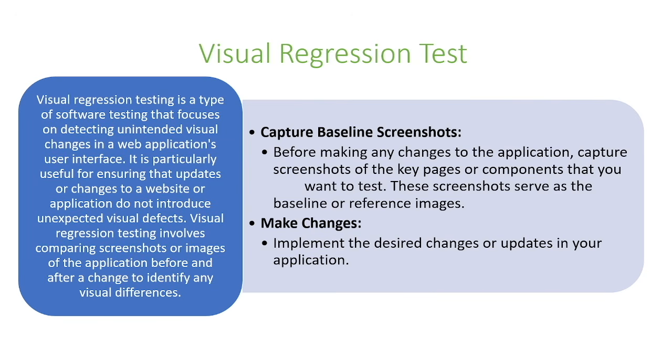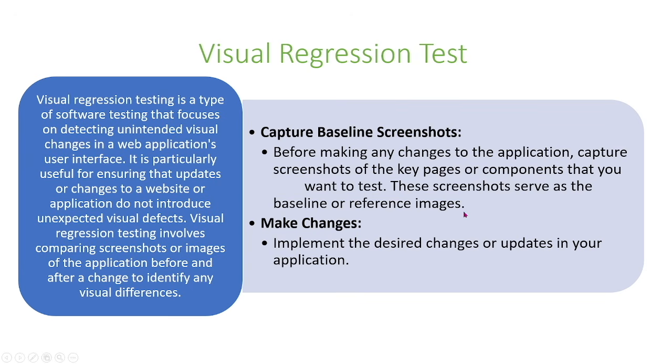Visual regression testing is a type of software testing that focuses on detecting unintended visual changes in the web application's user interface. It is particularly useful for ensuring that updates or changes to the website or application do not introduce unexpected visual defects. Visual regression testing involves comparing screenshots or images of the application before and after change to identify any visual differences.